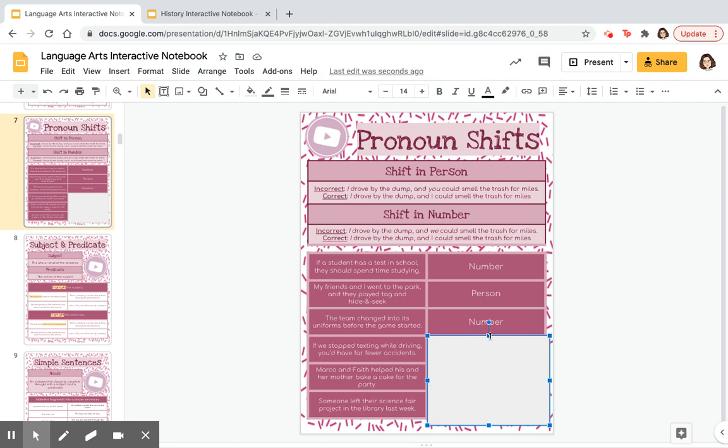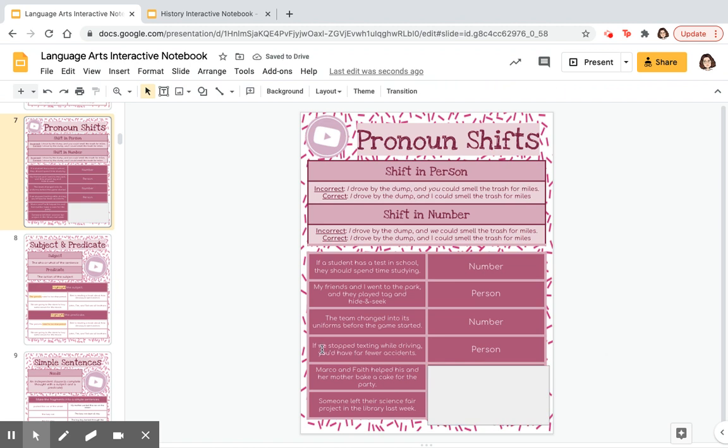If we stopped texting while driving, you'd have far fewer accidents. We have we and you'd, which means it's incorrect person because we is not including you.